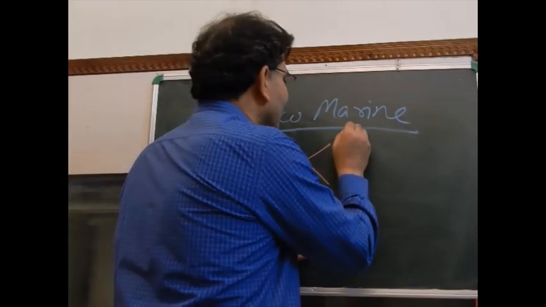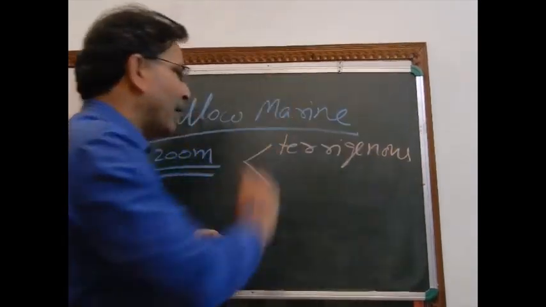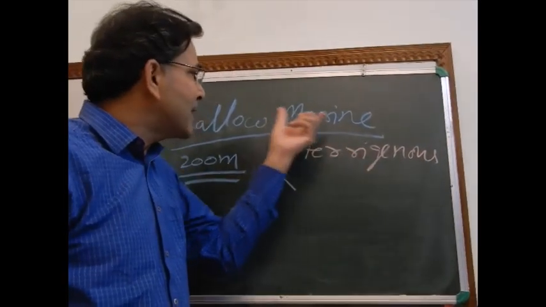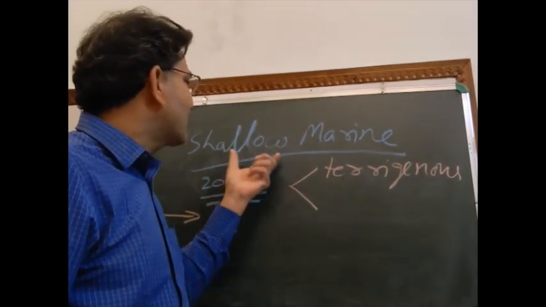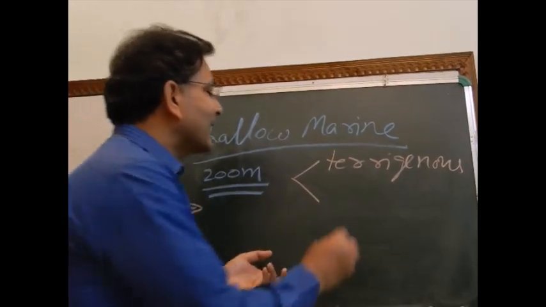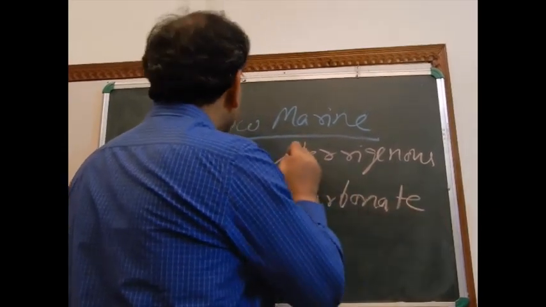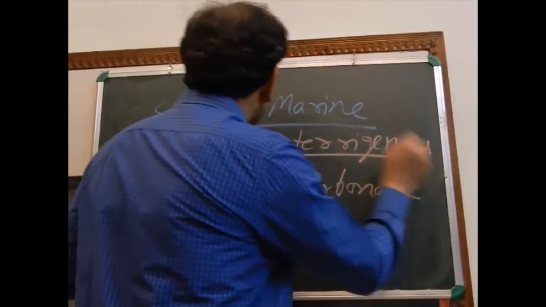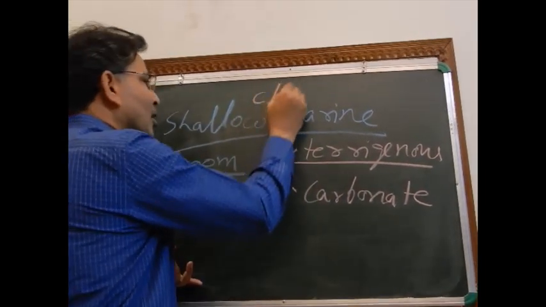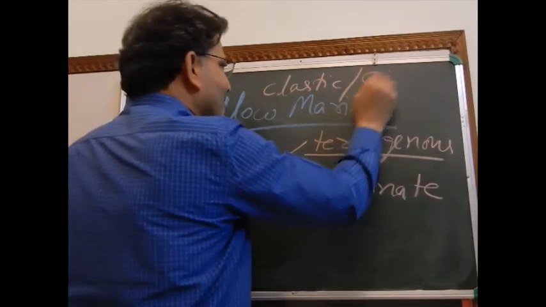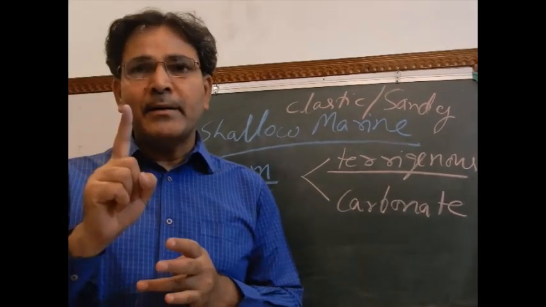Number one is the terrigenous shallow marine environment. This terrigenous shallow marine environment is also known as the clastic shallow marine environment, or the sandy shallow marine environment. And the second is the carbonate shallow marine environment. So today we are going to discuss the terrigenous shallow marine environment, the clastic or sandy shallow marine environment. So what is the source of sediment?